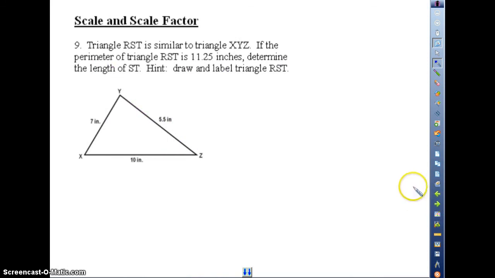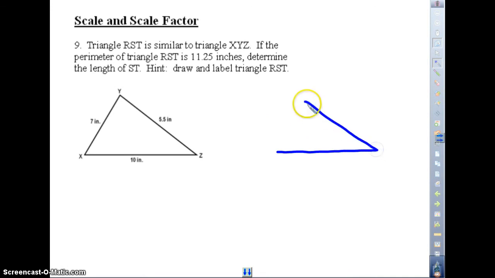Number 9. Triangle RST is similar to triangle XYZ. Do you see XYZ here? Yes. Do you see RST? No. They're similar. They didn't give us RST. You need to draw it. And I don't know if it's going to be bigger or smaller, but I'm going to make them look kind of the same shape. X is this point here, so R has to be this point here. Y is this point here, so S has to be this point here, and T goes here.